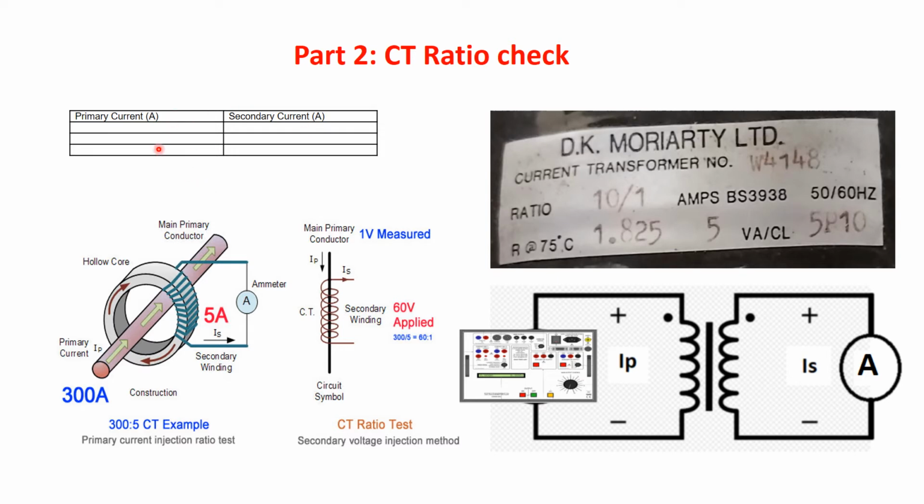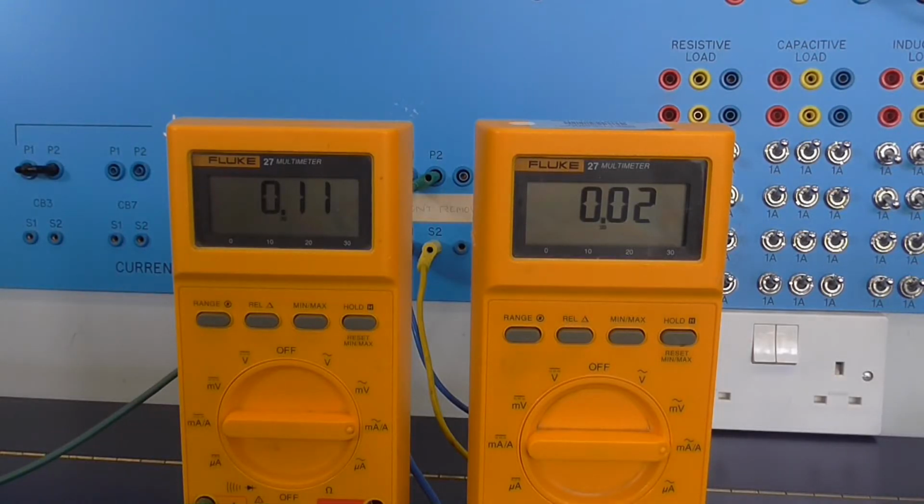And also you need to fill this table with the 3 values for primary and the corresponding secondary. So don't forget to fill the table. So let's see how to do this. So you can see now, if the current is 1, it is 0.1 on the secondary. When it is 2, it is 0.2, so it is 10 to 1. 3 is 0.3. So from this one, you can take 3 readings and fill your table. Fill the table with 3 readings.